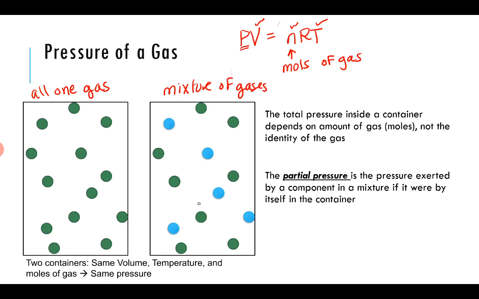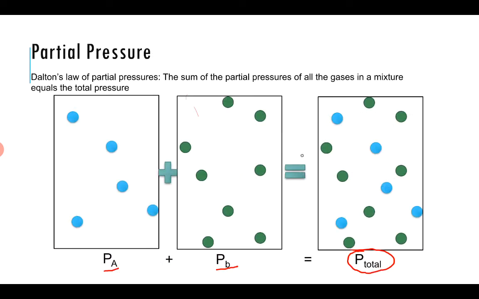But when we talk about partial pressures of gases, we're really interested in this mixture side of things. And what is the pressure due to each component? How much of the total pressure is due to the blue molecules, and how much of the total pressure is due to the green molecules? And so we can split apart that total pressure into separate partial pressures.